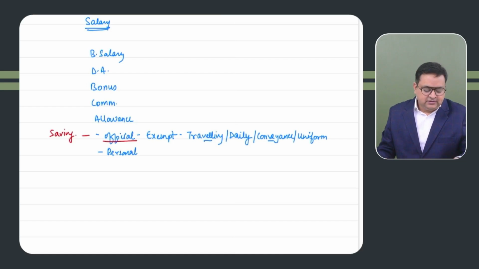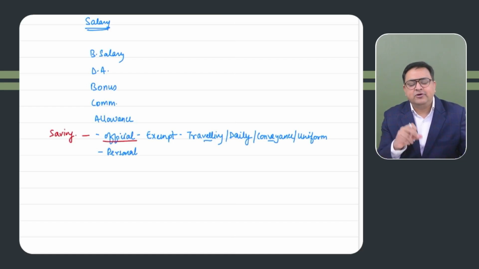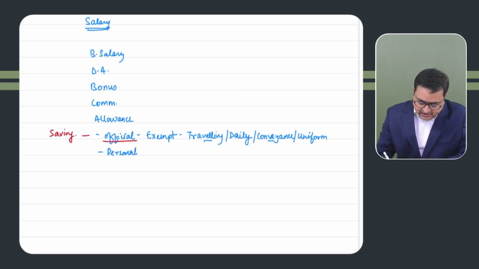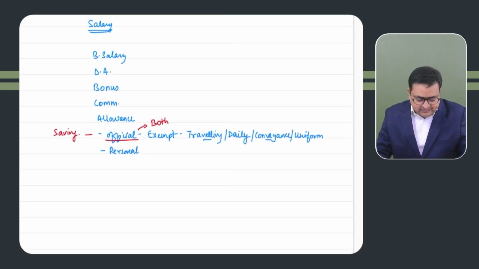But yes, if there is any saving out of official allowances, so let's say you have been given in the question that the employee is receiving traveling allowances, let's say 5,000 per month, and he's saving 1,000 rupees per month, and he's not giving this back. Any saving would be taxable. And in both the regimes, the taxability would be the same. Got it?